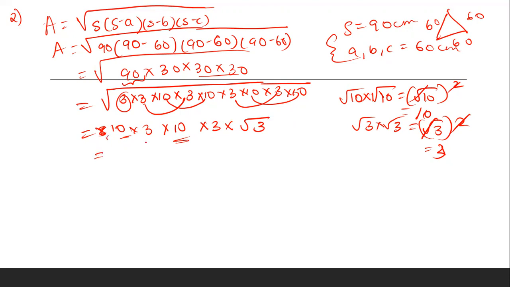Now multiply all these together. 3 3s are 9, 9 10s are 90, 90 10s are 900. And this remaining root 3, just put it together like this. If I multiply 900 into root 3, what will I get? 900 root 3, right? So 900 root 3 centimeters square. Okay, this is how we find out the area.